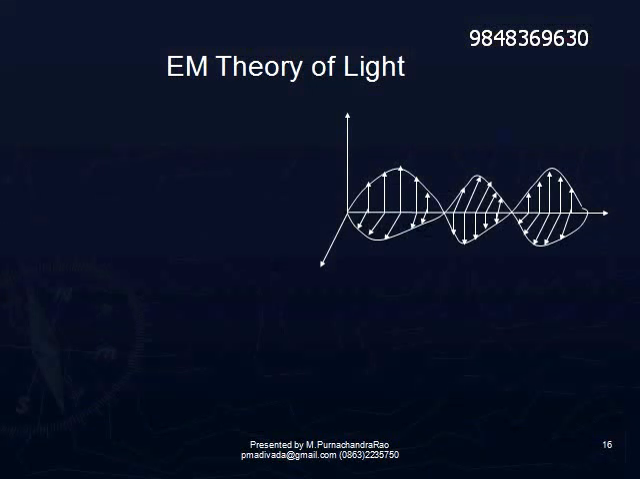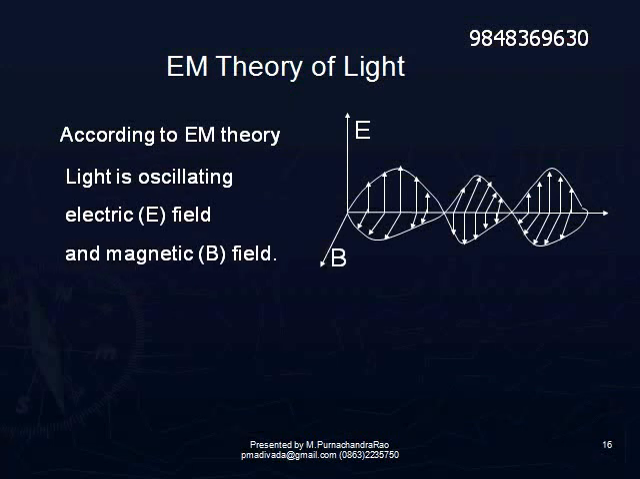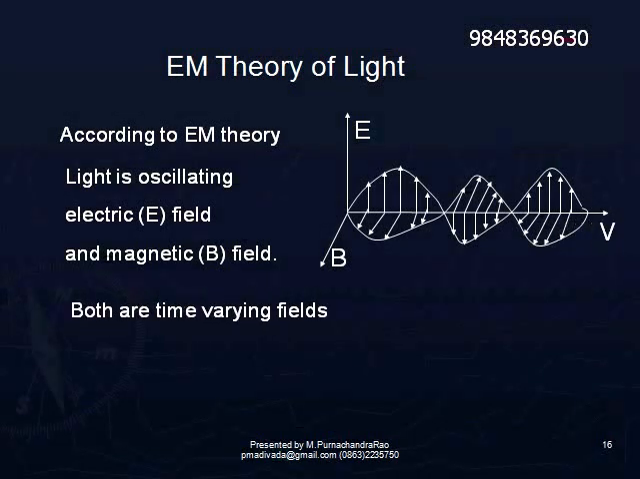Electromagnetic theory of light. To understand this theory, first we have to understand the directions of these vectors. We represent the electric field vector by the letter capital E, and the magnetic field vector by B, and the velocity of the light as V, that is, the speed is V. Now if we consider left to right as a line which is the x-axis, that is the direction of flow of the light.